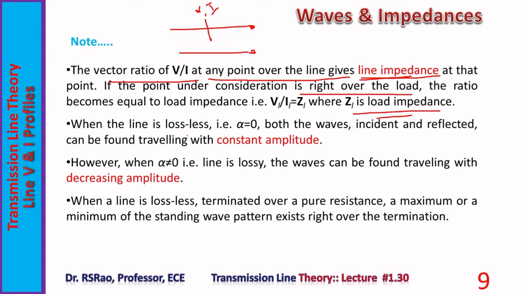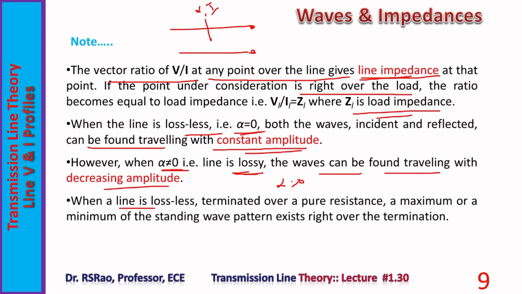When the line is lossless, note alpha is 0. Both the waves, incident and reflected, can be found traveling with constant amplitude. However, when alpha is not 0, the line is lossy. Alpha 0 implies R equal to 0, G equal to 0. Alpha not equal to 0 means either R or G or both are not zero. So attenuation is there, the line is called lossy, and the waves can be found traveling with a decreasing amplitude.